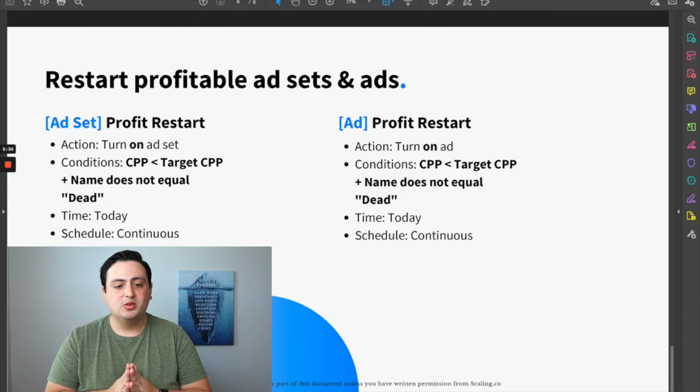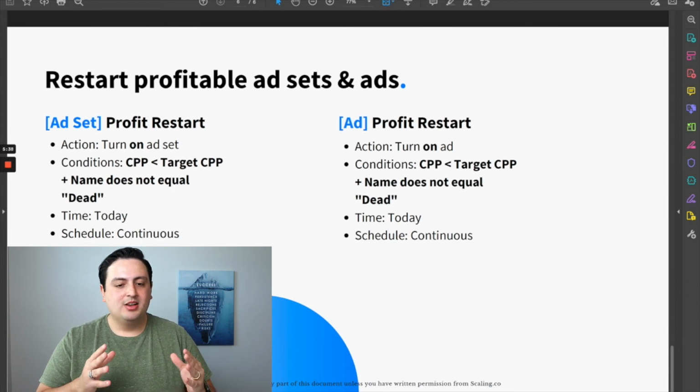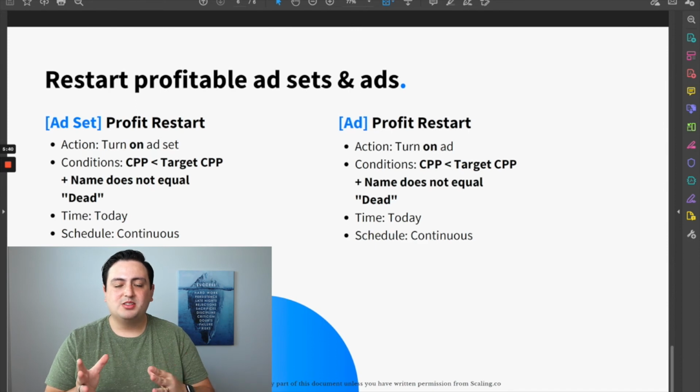Then the next rule is called restart profitable ad sets and ads. So for this one, if it's been turned off and it's profitable, this is where you want to turn it back on, right? So maybe attribution was delayed and one of your ad sets got turned off, but it's actually profitable. This is what we want to do to turn that back on.